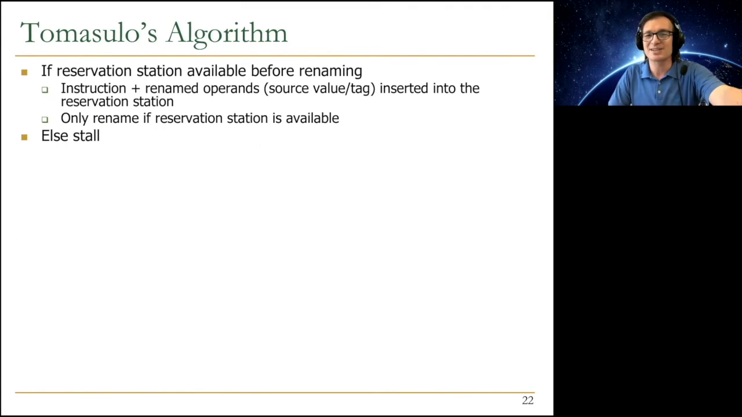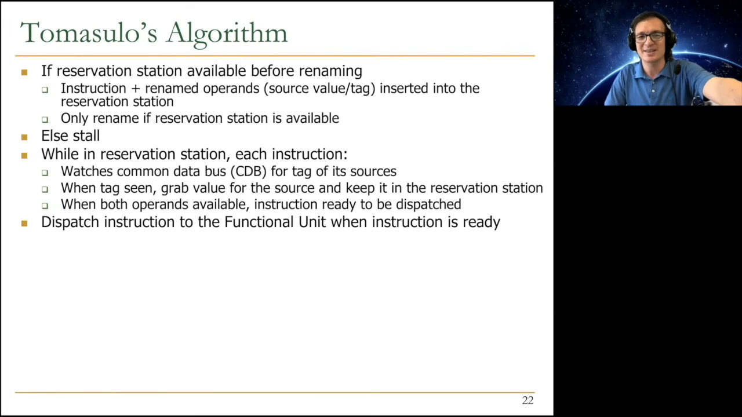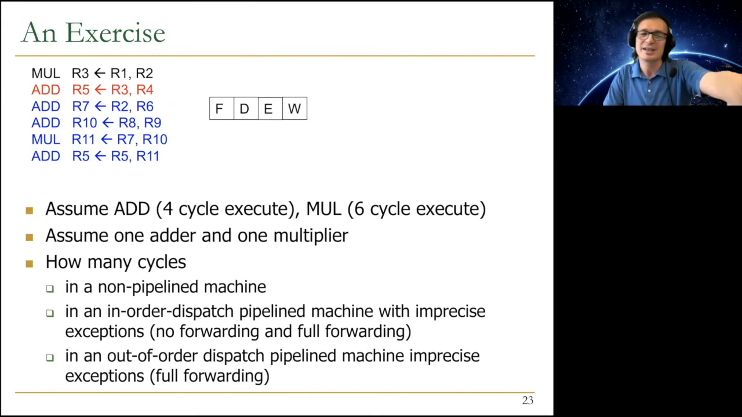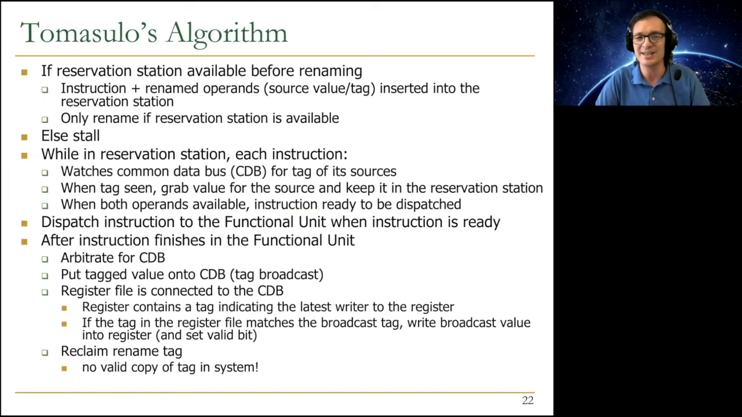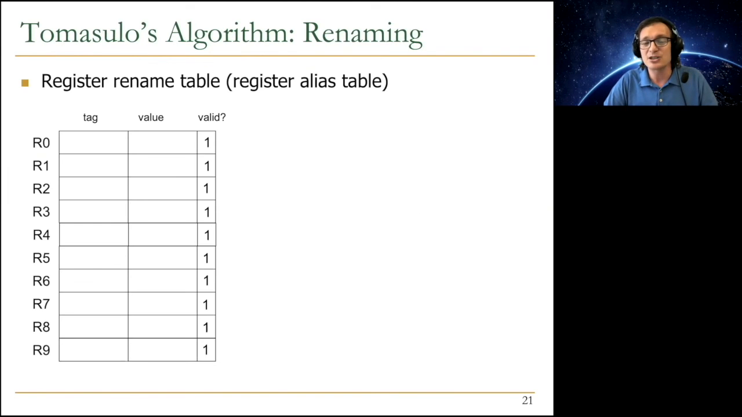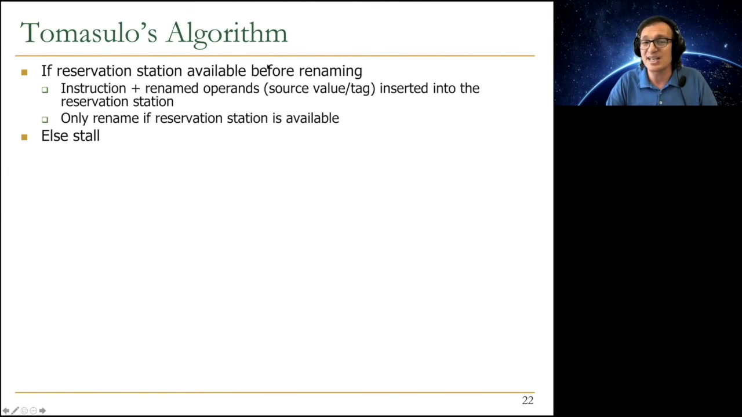Actually, maybe let me cover Tomasulo's algorithm very quickly, because the rest will be just the example over here. In the next lecture, I will start with Tomasulo's algorithm again. Basically, the way it operates is, if the reservation station is available, before renaming, the instruction and the renamed operands, source value and tag, are inserted into the reservation station. Basically, you only rename if a reservation station is available. Otherwise, the machine stalls.